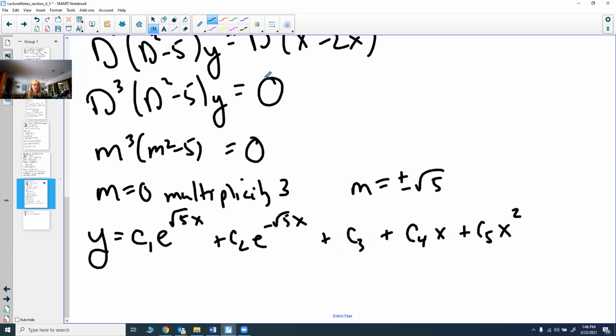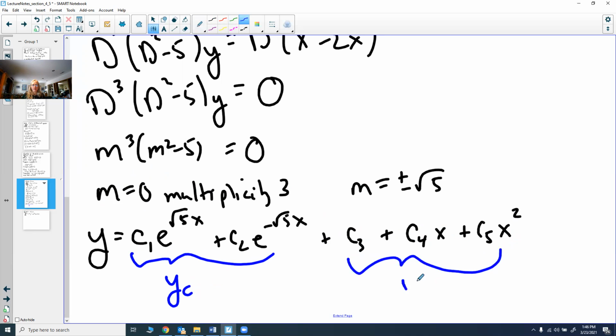Well, here's the really cool thing about all this. The really cool thing is that this c1 e to the square root of 5x plus c2 e to the negative square root of 5x, where's your y sub c? We already found that. Which means your y sub p is everything that's left.